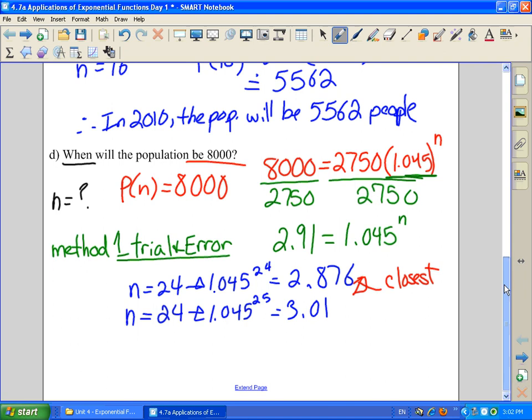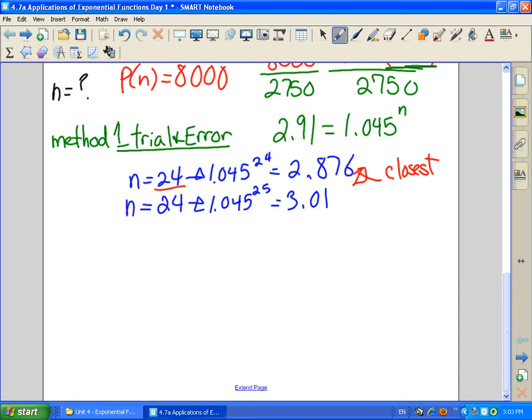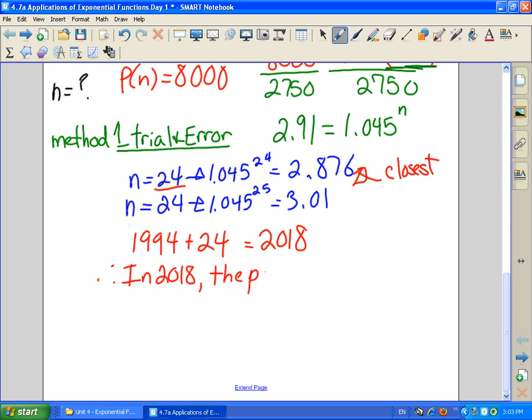So we are then going to use that N equals 24 means it's 24 years to get to that population of 8,000. But what year did we actually start that formula from? 1994. So you got to go 1994 plus the 24 years it takes to get there, equals 2018. So therefore, in 2018, the population will hit 8,000 people.